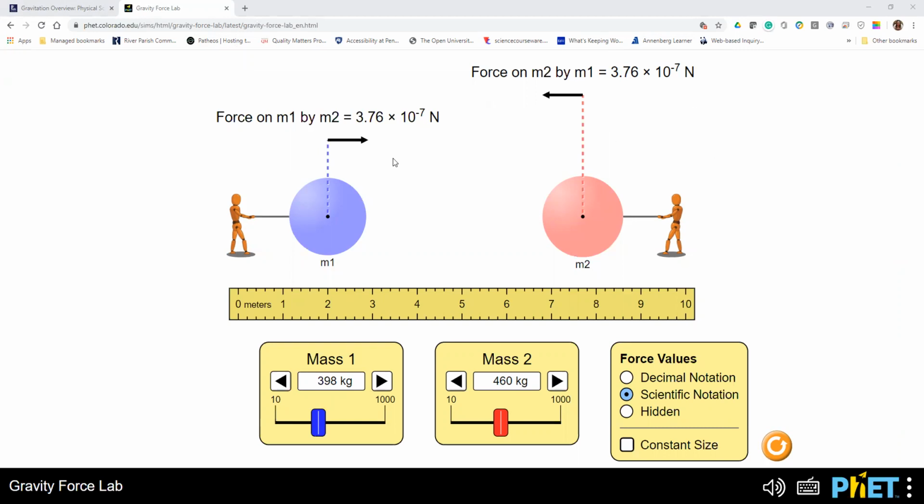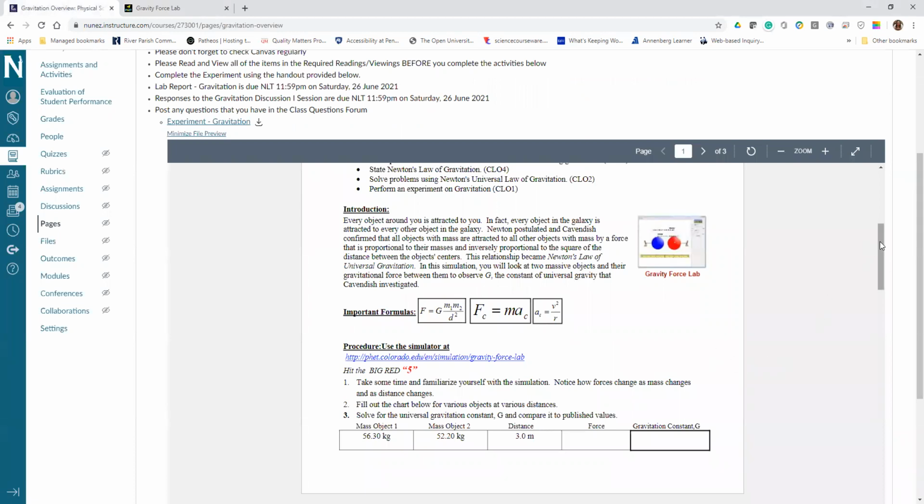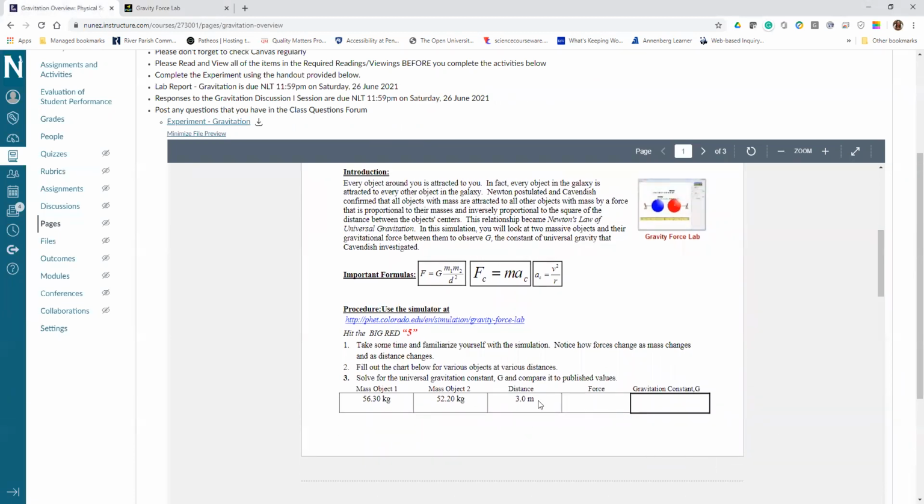changes. Notice that this force arrow shows that object M1 is being pulled toward M2, and this arrow shows that object M2 is being pulled toward M1 with the same amount of force. Why? Because they both attract each other with the same amount of gravitational force. All right, so you're gonna use that simulator to help you complete the experiment handout.